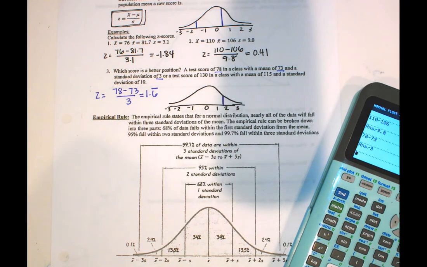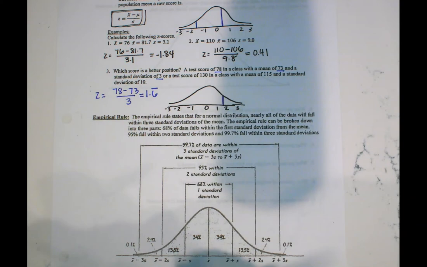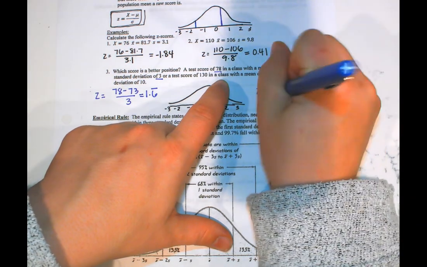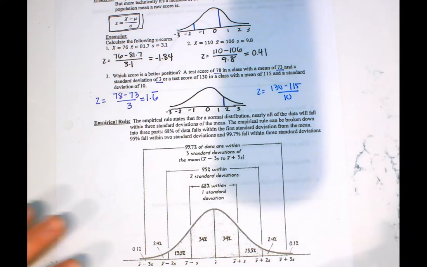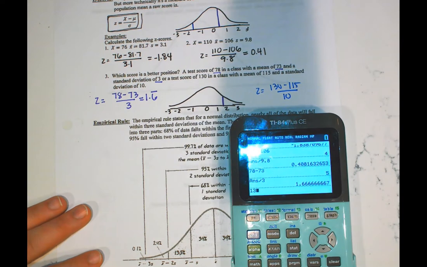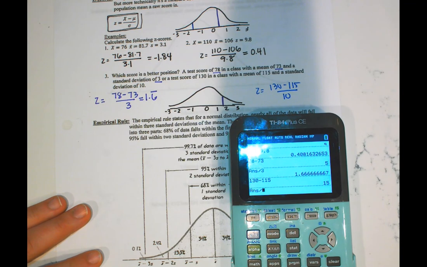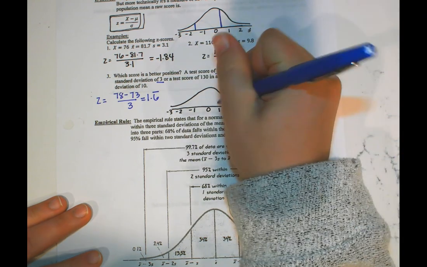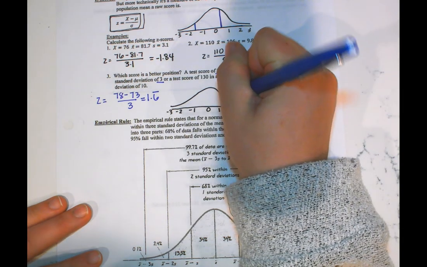All right, so then let's look at our other test. This person got a 130 when their mean was 115 and their standard deviation was 10. So I have 130 minus 115 divided by 10. So their z-score is 1.5. That would be closer to 1, somewhere like there.